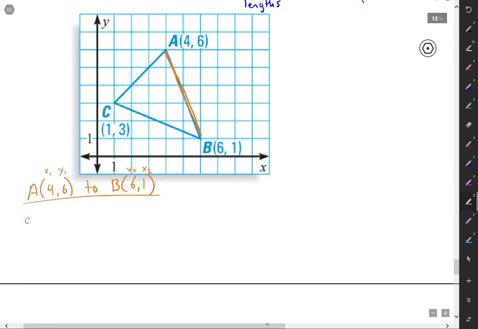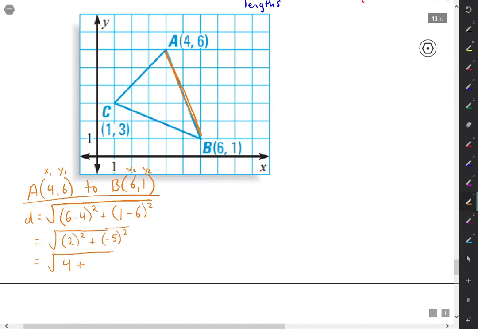So now we're going to use the distance formula. And I'm going to do x2 minus x1, so 6 minus 4, and that's all squared. And then plus y2, which is 1, minus y1, which is 6, and that's all squared. So then we have 6 minus 4, which is 2, so it would be 2 squared, plus 1 minus 6 is minus 5, and that'll be squared. So 2 squared is 4, and negative 5 times negative 5 would be positive 25.